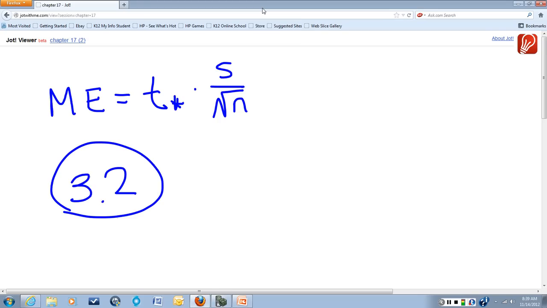And remember, the question asked us to round to one decimal place because the sample statistics were given with that accuracy. So the margin of error for this problem is 3.2.